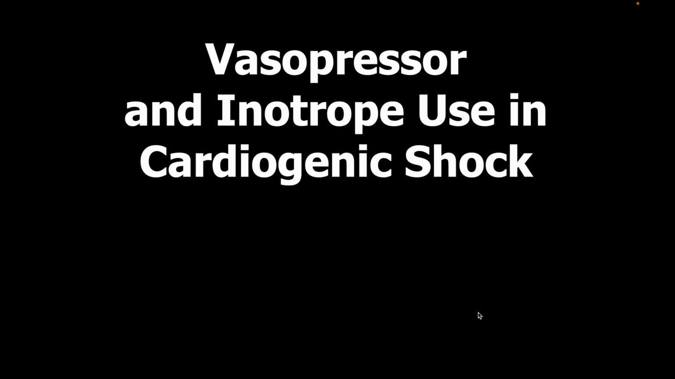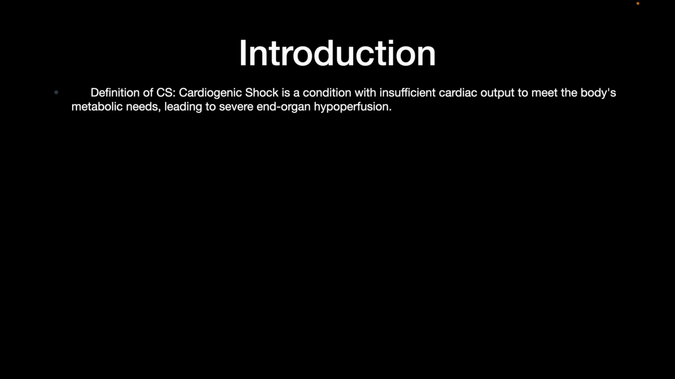Hello and welcome everyone. Today the topic we will discuss is the vasopressor and inotrope use in cardiogenic shock. A very confusing topic as to what should be used if the patient is having a shock which is of cardiac origin. Now, the definition of cardiogenic shock is a condition with insufficient cardiac output to meet the body's metabolic needs, leading to a severe end organ hypoperfusion.